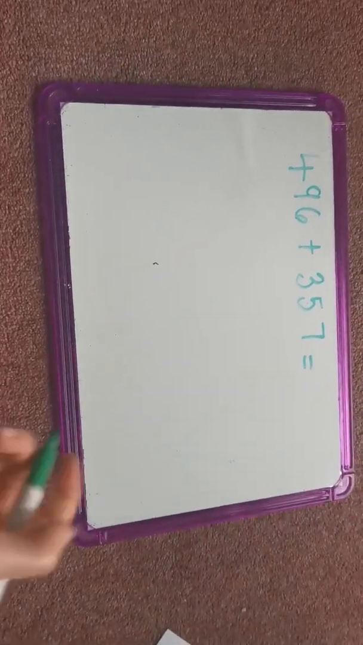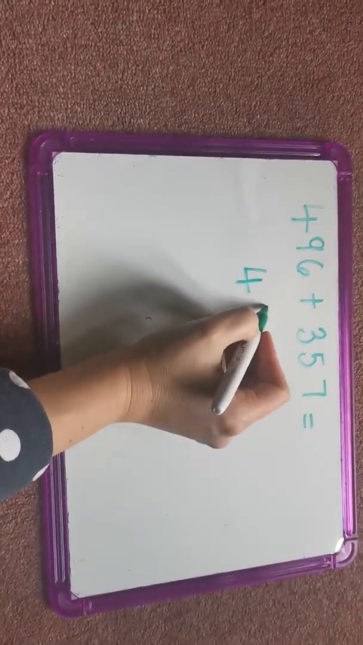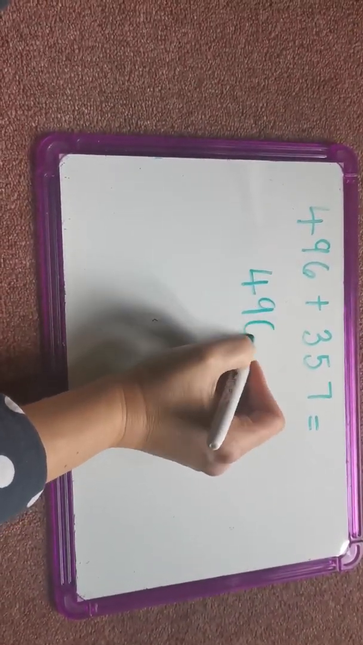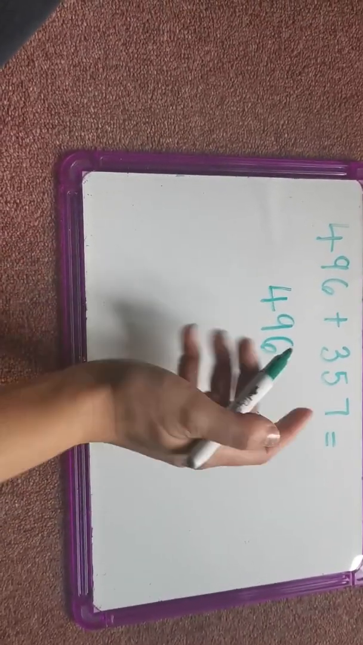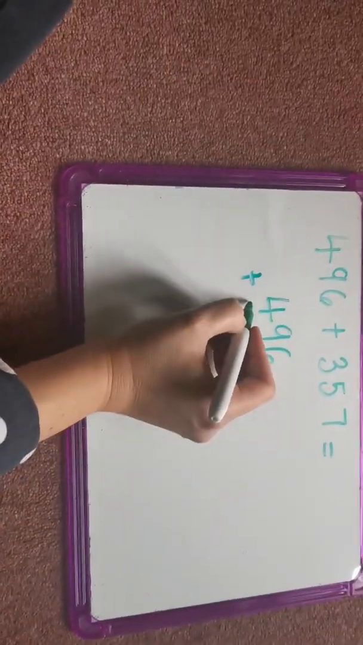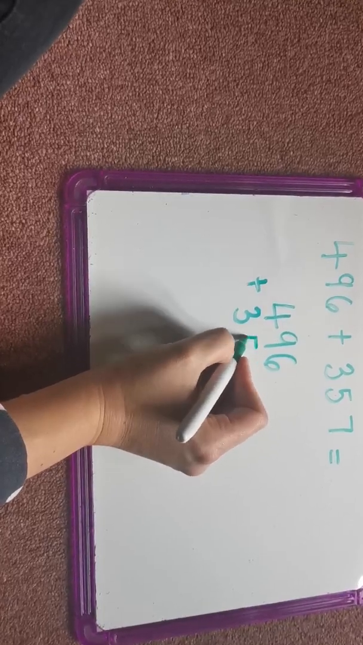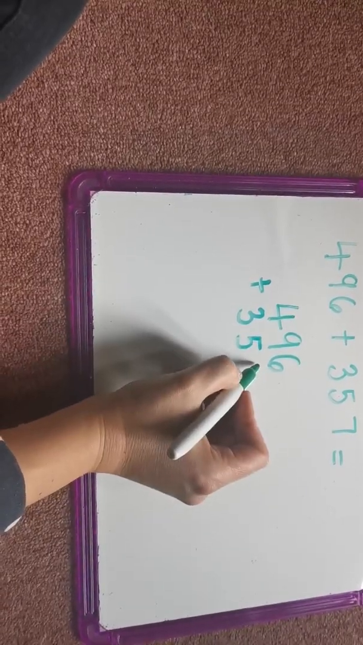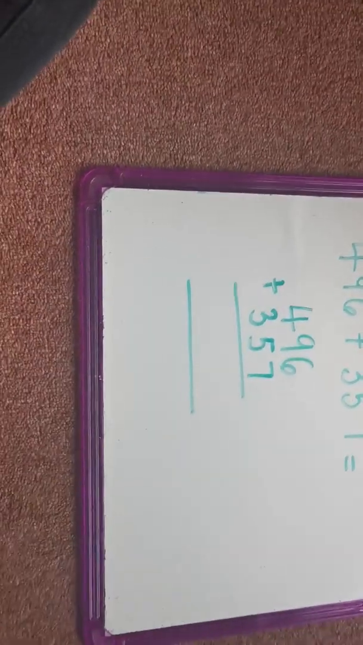So we're going to start by placing our numbers in columns. I'm going to put 496. So we've got hundreds, tens and ones. I'm going to put my operation symbol here to say that we're adding. And I'm going to place 300 underneath the 400, 50 underneath the 90, and 7 underneath the 6 ones. If you've got a ruler, that would be great to use.